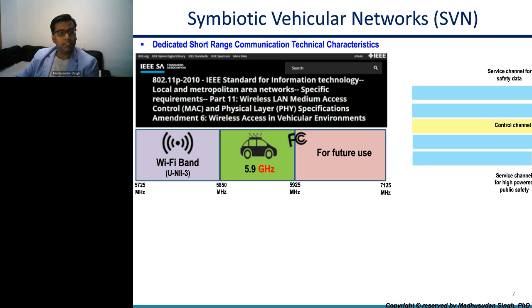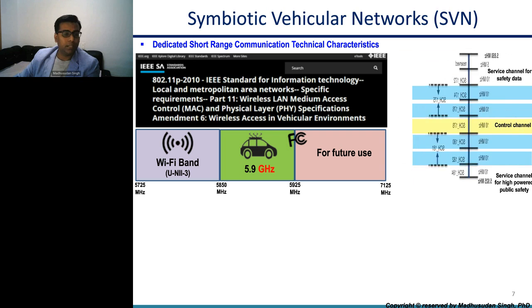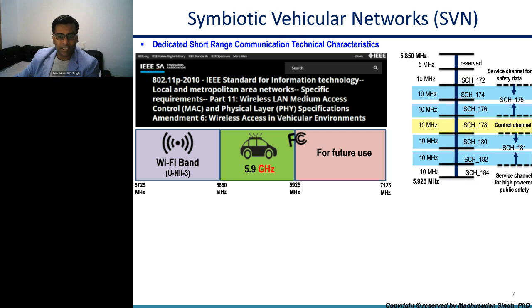Then it was amended again, in Amendment 6, which provides wireless access in the vehicular environment. That is another new vehicular communication protocol they are providing now. They worked on that one, developed it and added it in Amendment 6. So these are the channels.